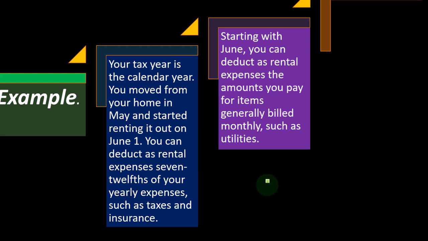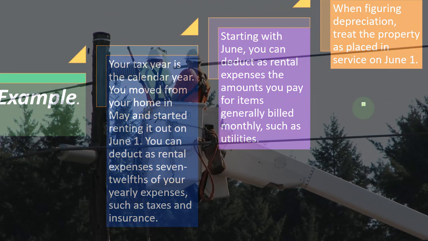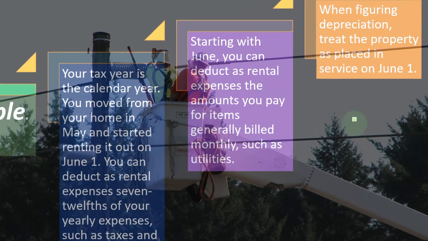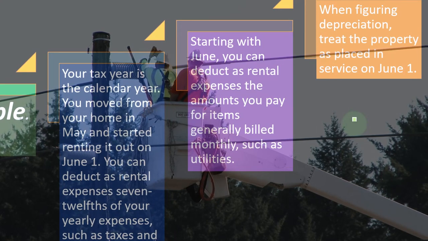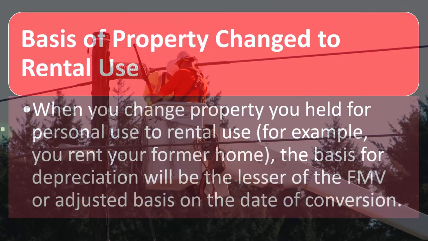Starting with June, you can deduct as rental expenses the amounts you pay for items generally billed monthly, such as utilities. When figuring depreciation, treat the property as placed in service on June 1st. So that would be like if we bought the property and placed it in service. Similar situation, because that's when we put it into the rental side from the personal side.